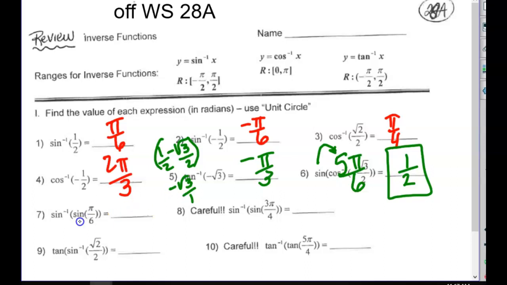All right, what is the sine at pi over 6? So you go to pi over 6, the sine value is 1/2. What is the inverse sine of positive 1/2? Pi over 6. That just undid itself.